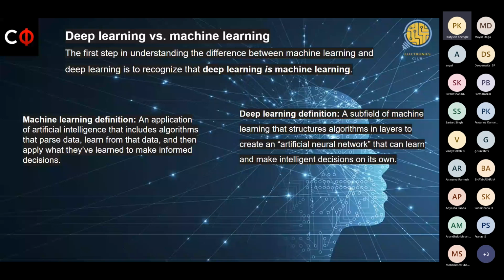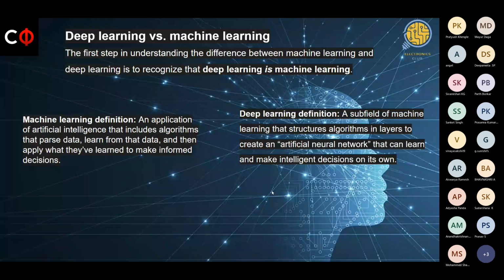But what's the difference between deep learning and machine learning? The first step in understanding the difference is to recognize that deep learning is machine learning. So yeah, deep learning is just a part of machine learning. Machine learning is an application of AI that includes algorithms that parse data, learn from the data, and then apply what they have learned to make informed decisions. And deep learning is a subfield of machine learning that structures algorithms in layers to create an artificial neural network that can learn and make intelligent decisions on its own.